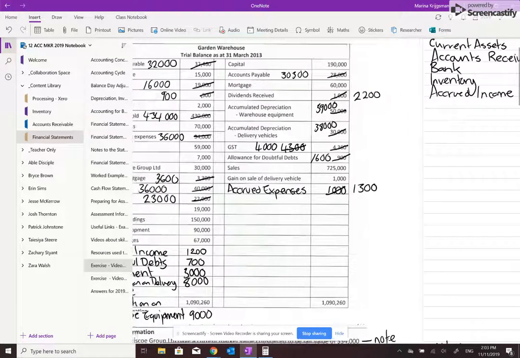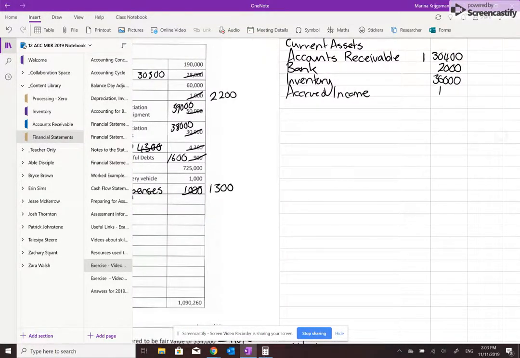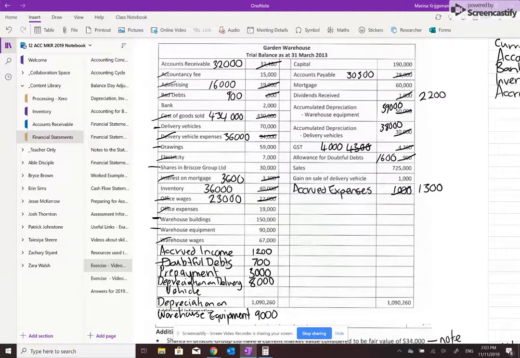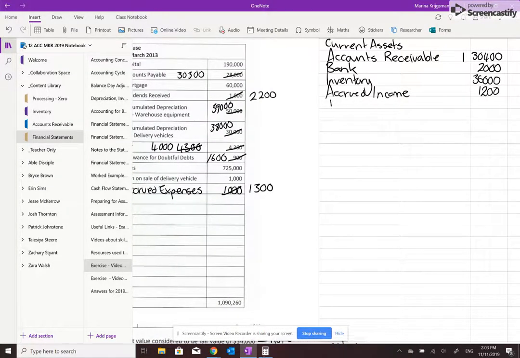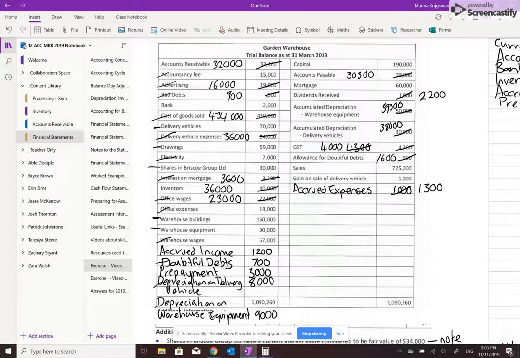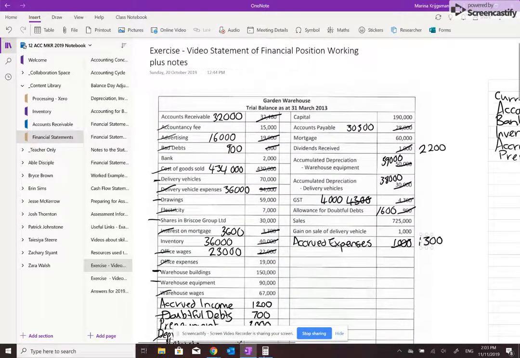Okay, 1,200. Doubtful debts expense, and then we're going to bring in our prepayment of 3,000. Now, our two depreciations are both expenses. So remember, on our debit side, we have our expenses and we have our assets. So this is all on the debit side. And on the credit side, we have our liabilities and our income.